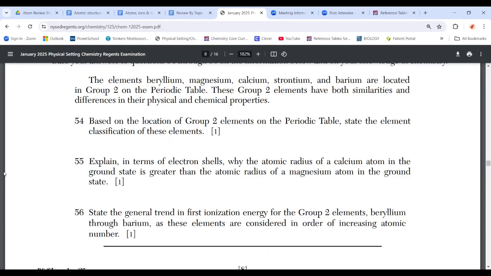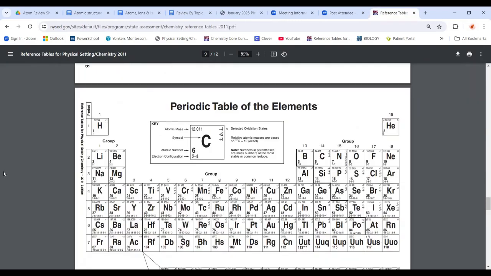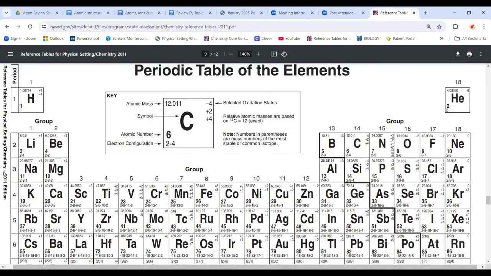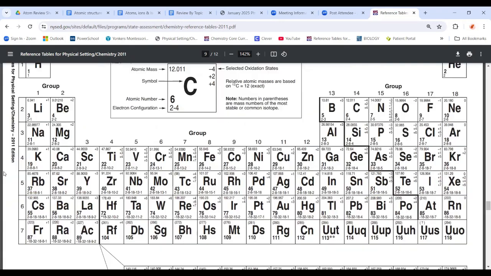Okay, so these are fluency tasks, most of them. Some of them are understanding tasks. So they're talking about beryllium, magnesium, calcium, strontium, and barium. Now, they don't actually make you even figure out where these are. They tell you that they're in group 2 on the periodic table. So where am I on the periodic table right now? I'm in group 2.